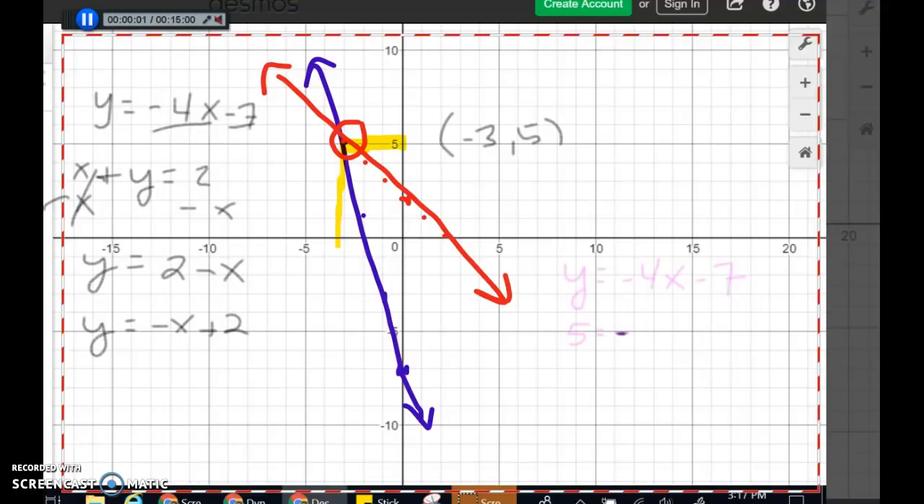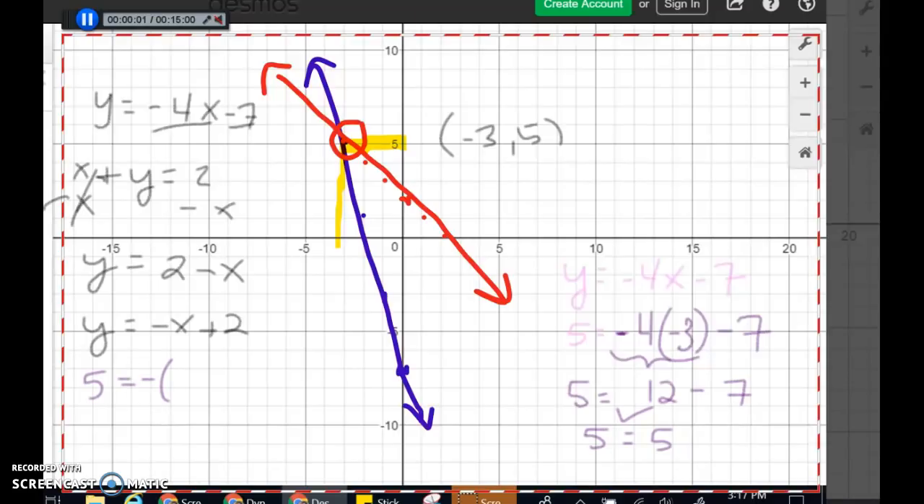x. Negative times a negative is a positive, so we have 5 equals 12 minus 7. 5 equals 5. So that checks out. This other one over here, 5 over here, and this is a negative times a negative 3. So it'll be 5 equals positive 3 plus 2. 5 equals 5. So that's how we would do that system of equations, and it checks out.